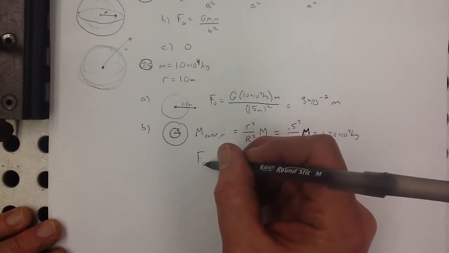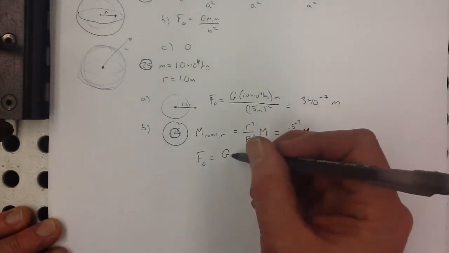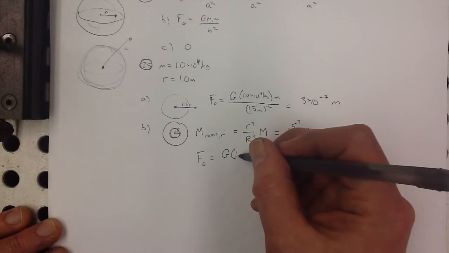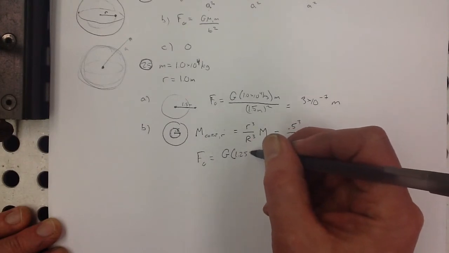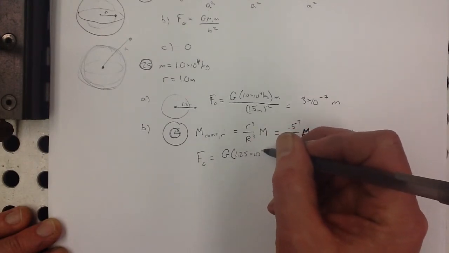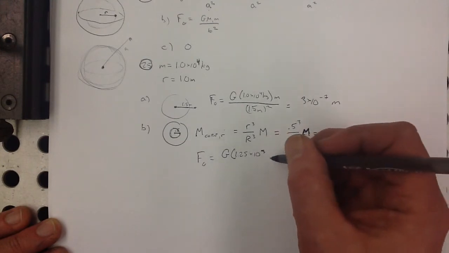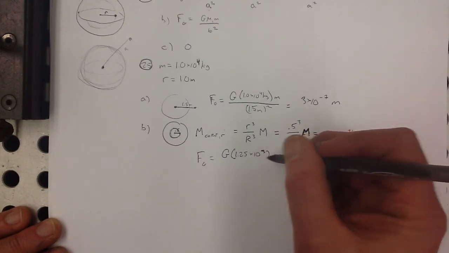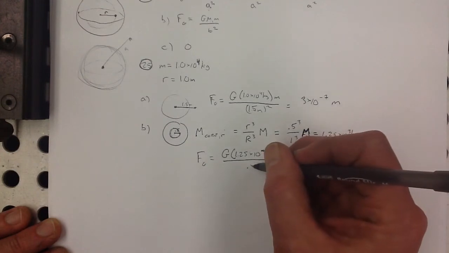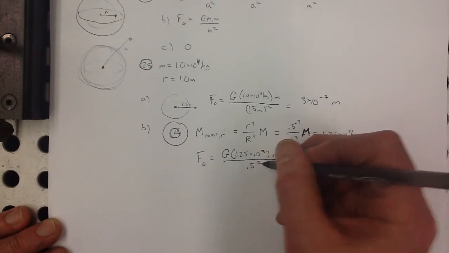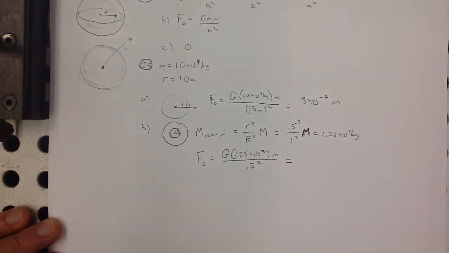So my gravitational force is G M, oops, that's 10 to the third, m over r squared. And I am going to run and get my calculator. Don't go away. Got it. I'm coming.